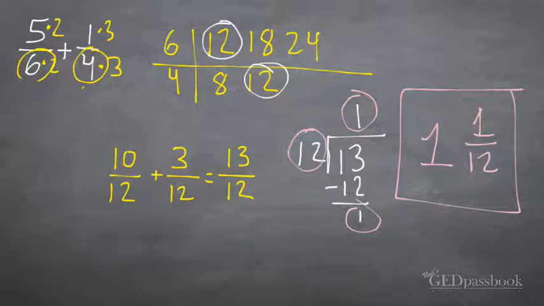So, the racetrack. That's going to be the key here, my friends. Finding the least common denominator. That is going to be key 100% of the time. You want to always do that.